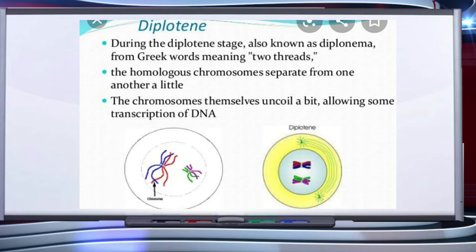The next phase of prophase 1 is diplotene. The homologous chromosomes separate from one another a little in this phase. The chromosomes themselves uncoil a bit, allowing some transcription of DNA. In oocytes of some vertebrates, diplotene can last for months or years.